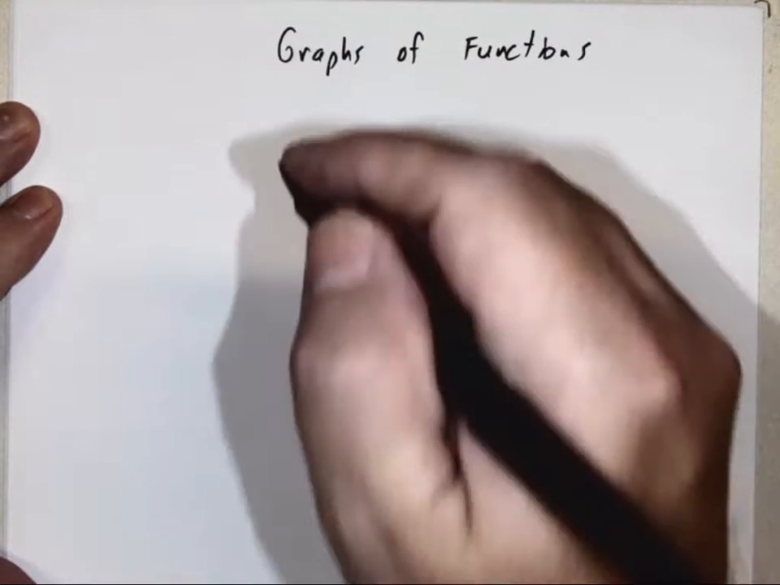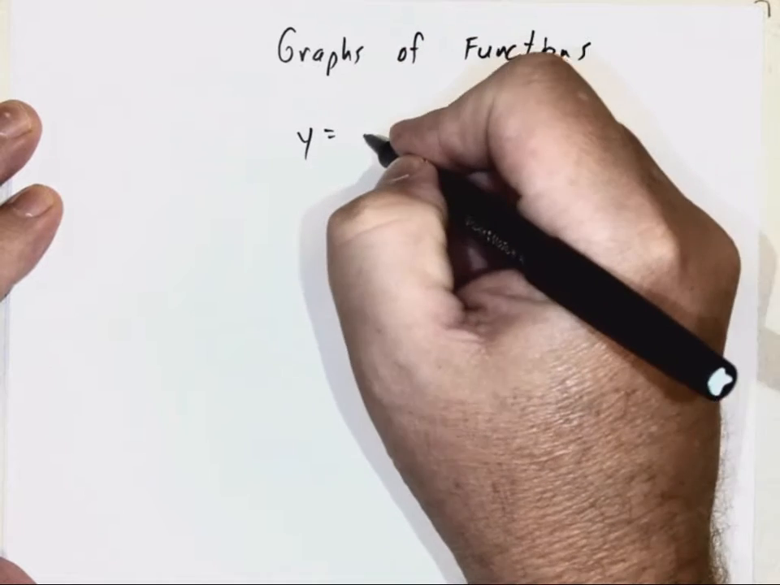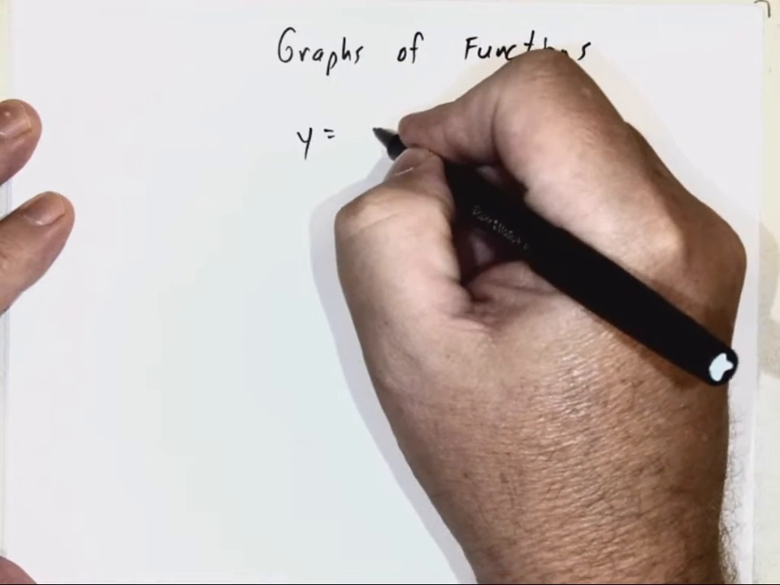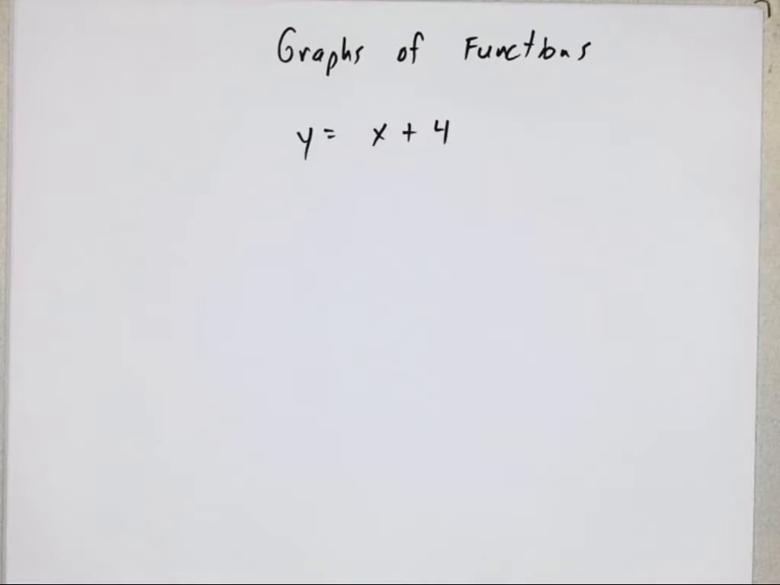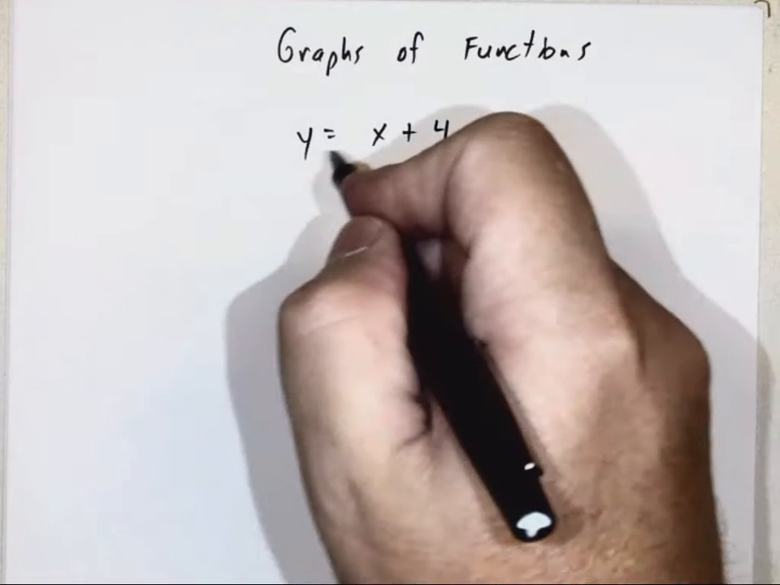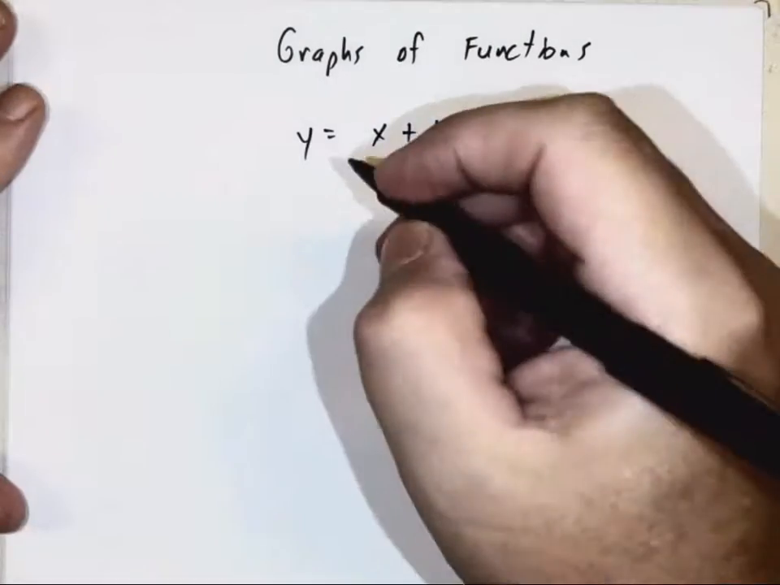Normally, we're given an equation like this and we're asked to graph it. We can graph this one of two ways. This is a linear equation, so it's going to be a straight line, so I can use slope-intercept, or I could just get some points.